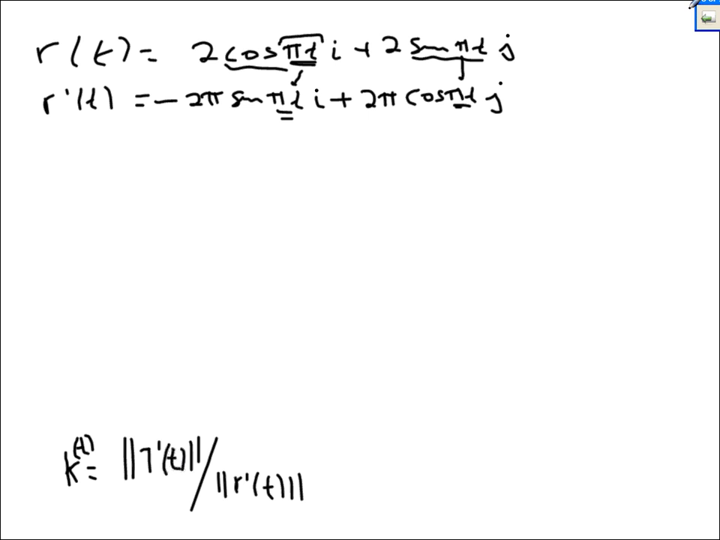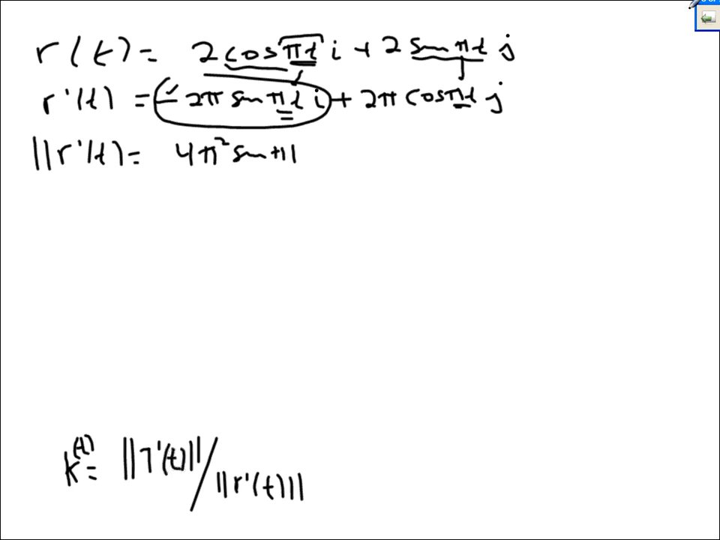i direction, j direction. So now let's find the length. The length of this is, well, you square it. So you square this without the i. A negative squared is positive. 2 squared, pi squared, sine of pi t squared, plus you square the 2, you square the pi, you square the cosine of pi t. And you take the square root of this.